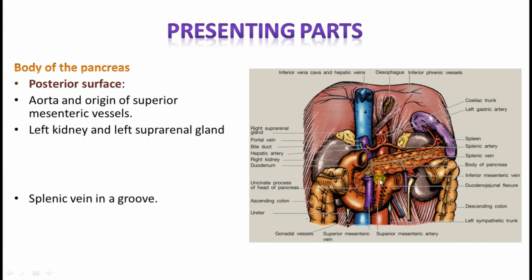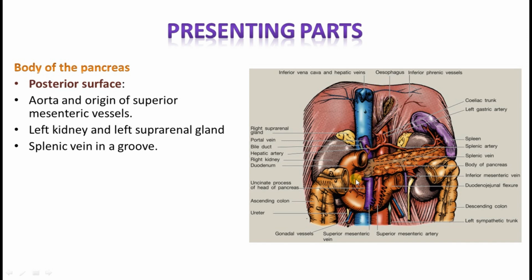So left kidney, left suprarenal, splenic vein in a groove. This splenic vein separates the posterior surface of the body of the pancreas from left kidney, left suprarenal, left renal vessels, suprarenal vessels, left crus of the diaphragm and left psoas major vessels. This is the left psoas major. This is the left crus of the diaphragm. What we have seen earlier is the right crus of the diaphragm.